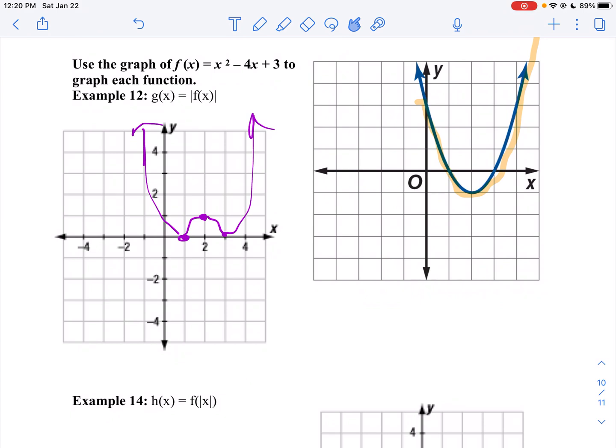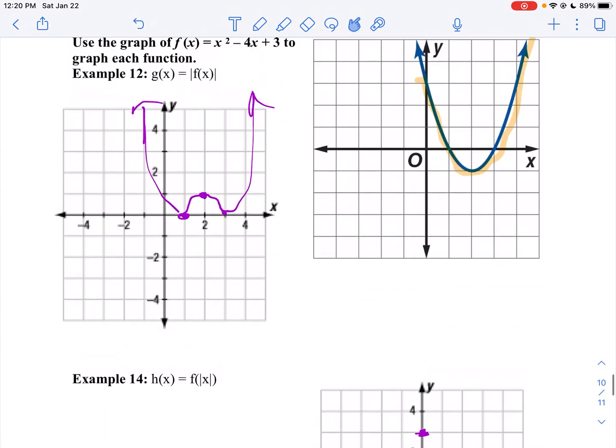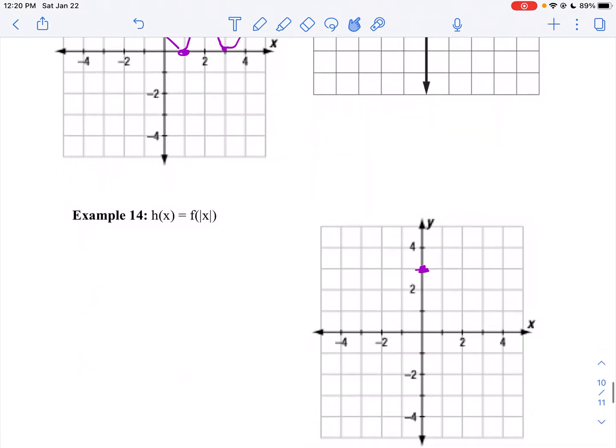So I'm over, my y-intercept is at 1, 2, 3. So I'm going to go up 3 here. When I'm at 2, I'm at -1, I do believe. So this part doesn't change.